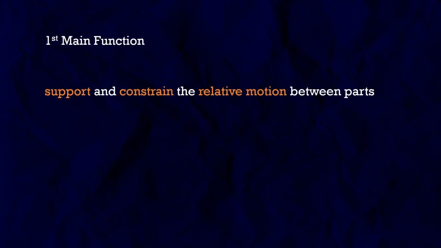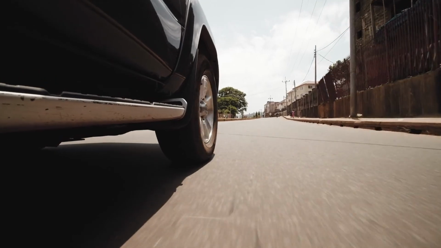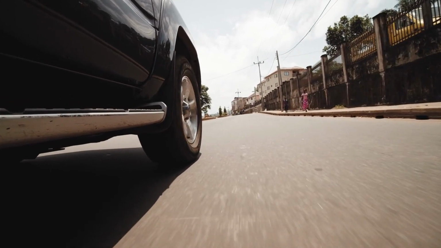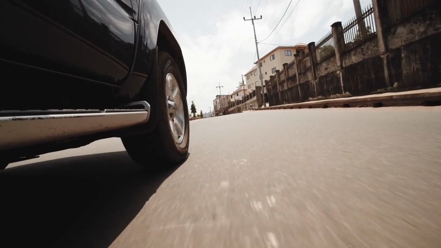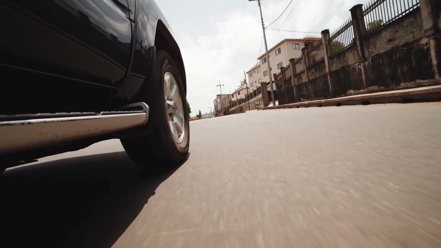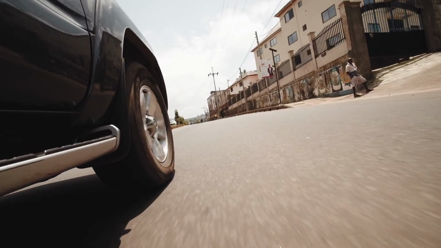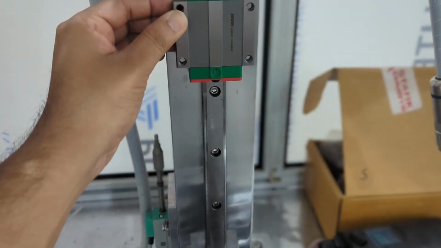One, it supports and constrains the relative motion between two parts, meaning the bearing keeps holding two moving parts together. For example, a bearing constrains the car wheels with the car axle and also supports the load and rotary relative motion between the wheels and the car axle. Why relative motion? Since the wheel is rotating and the axle is stationary, this is the relative motion. Motion can be linear also, like linear motion between an LM block and an LM rail. So it's a linear bearing.